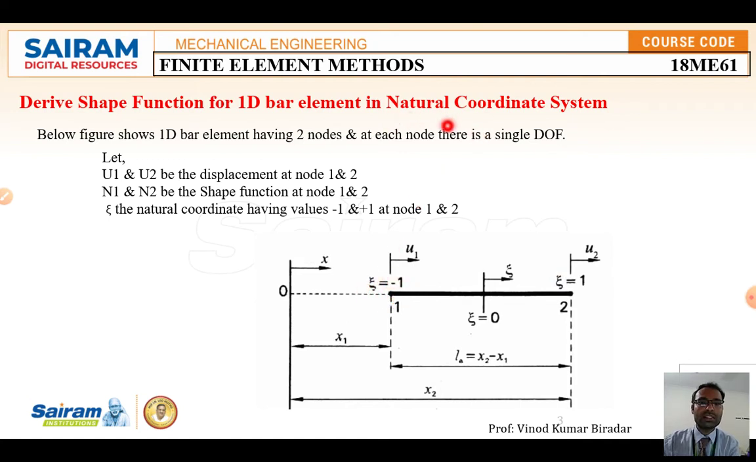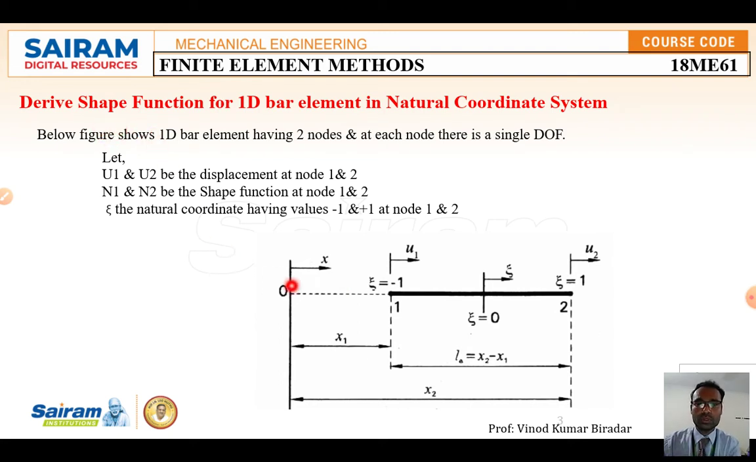In the natural coordinate system, as I already told, the axis is present at the middle, the center of the given element. So here we start the origin from this point, that is zeta is equal to 0. From this point to this point the value takes the positive value, +1, and on the other side -1.